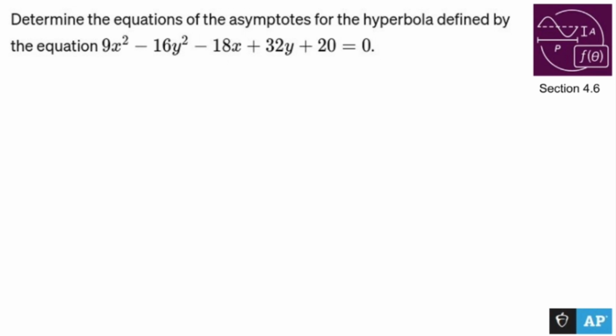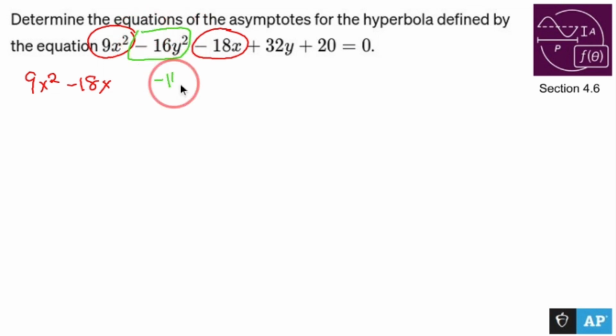So this is what we have to do. We have to make it look like that. And this is the process that we do it. Group your x's first because that's just what we do. 3x squared minus 18x. Group your y's, so negative 16y squared, positive 32y. And let's subtract 20 from both sides, equals negative 20.